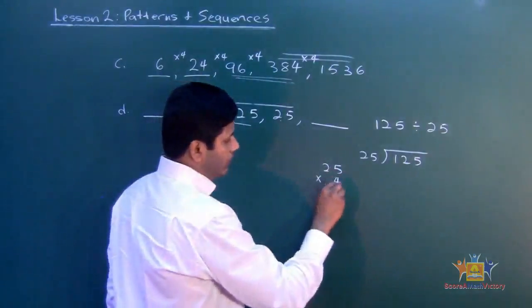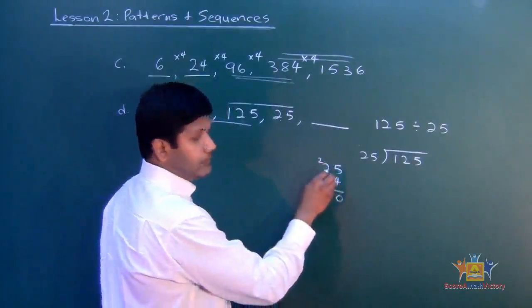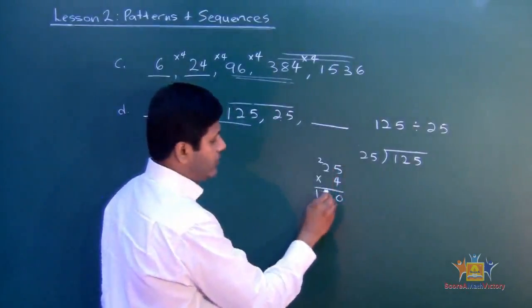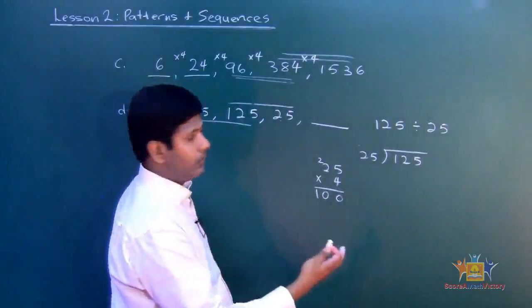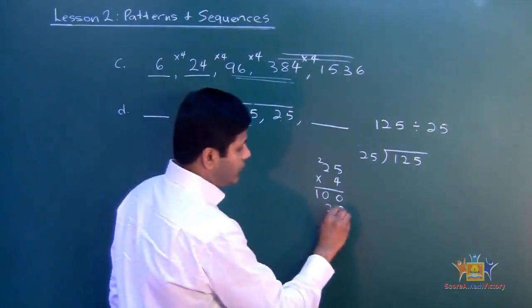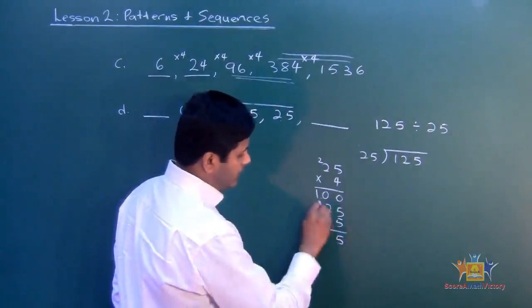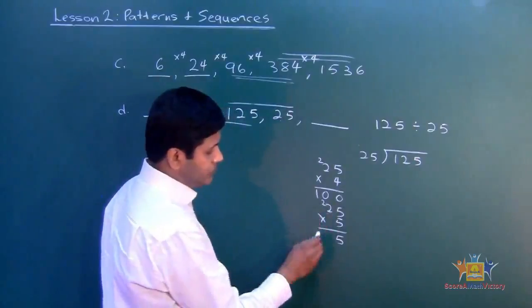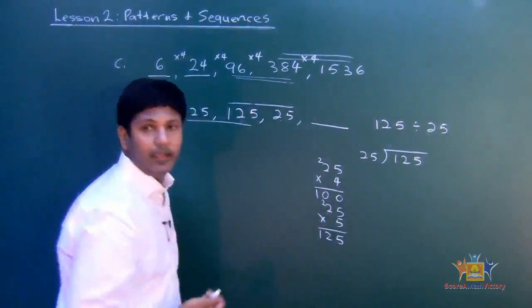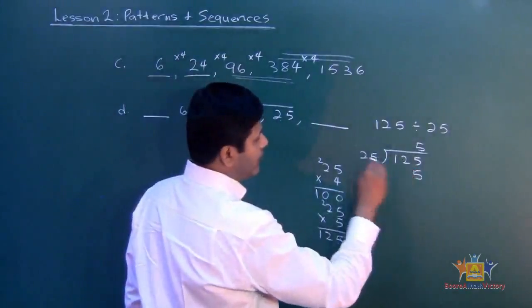Let's try 4. 4 times 5 is 20, carry 2. 4 times 2 is 8, plus 2 is 10, so 100. Still away. We can do one more. That means I can increase 4 to 5. 25 times 5. 5 times 5 is 25. 5 times 2 is 10, plus 2 is 12. Right there. So 5 works. So I'm going to put 5 times 5 is 25.